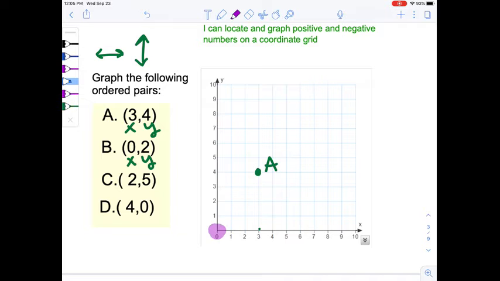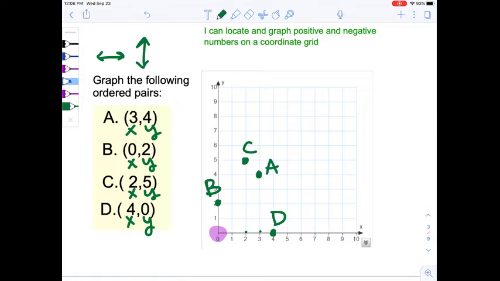The next one, letter B, we have 0 for x, 2 for y. Again, we're starting at the origin. We don't have to go left or right because we just stay at 0, and then we go up 2. Since y is 2, plot our point and label it as B. Letter C, we have 2, 5. Again, we go x and then y. So x, we're going to go to the right 2, up 5, plot our point, label that as C. And then last but not least, we have 4, 0, which means we go to the right 4, and 0 is y, which means we don't go up or down, so we just keep it on the x-axis. So again, we need to label all of our points.